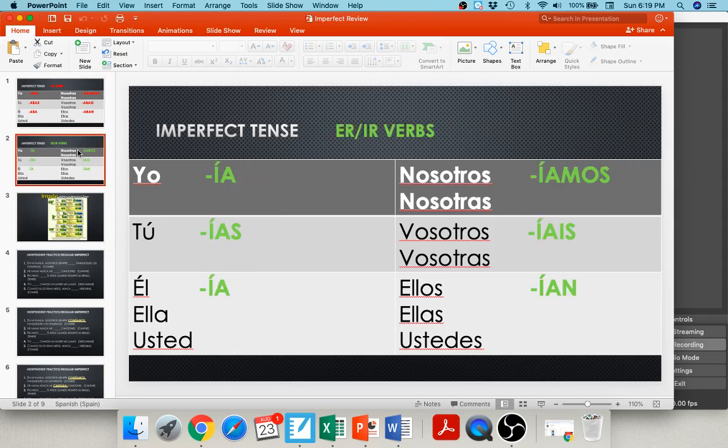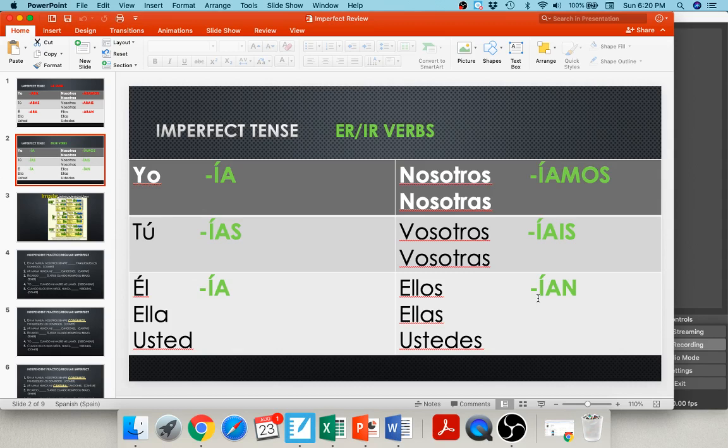For an ER or an IR verb, you're going to do the same thing. You're going to remove that ER or IR, and we add back a new set of endings. In this case, we're adding back ía, ías, ía, íamos, íais, and ían. So take a basic verb like beber, to drink. As we remove that ER and we add back these endings, we get bebía, I used to drink.